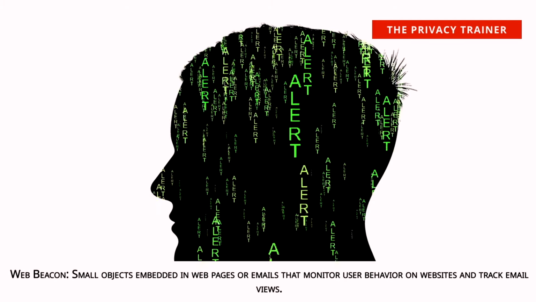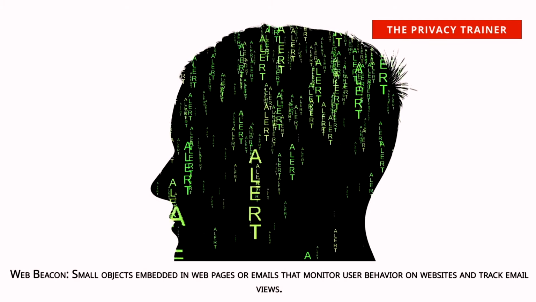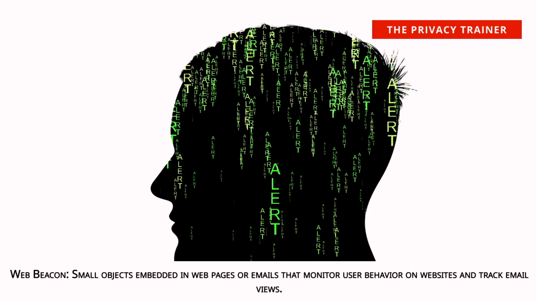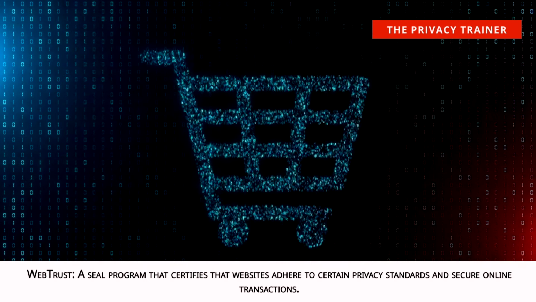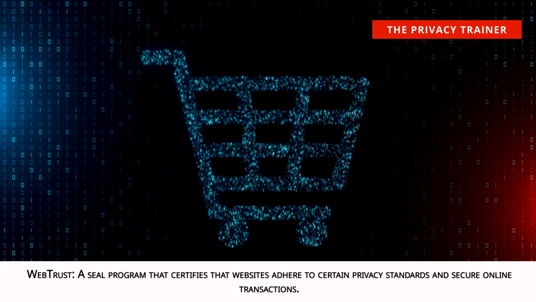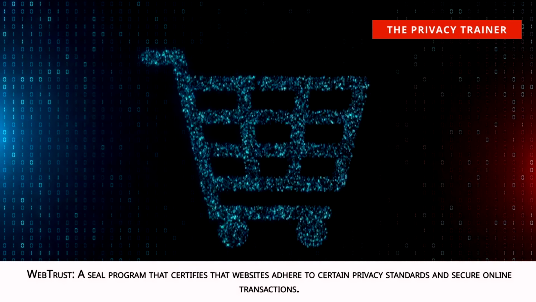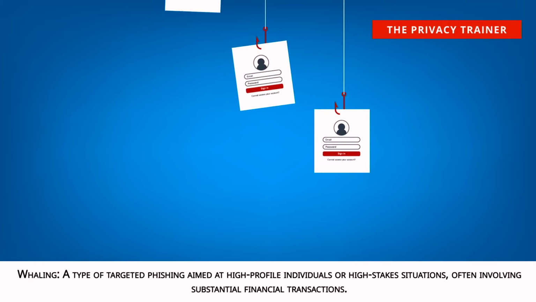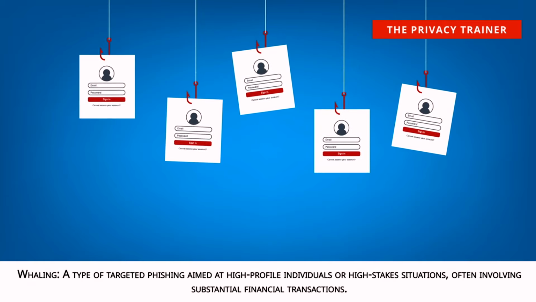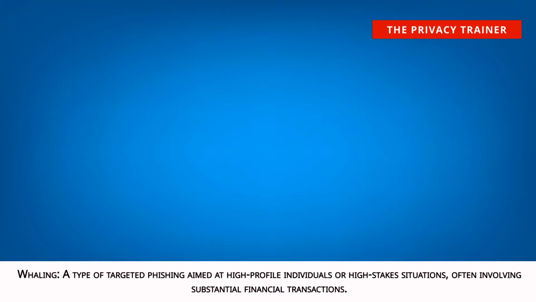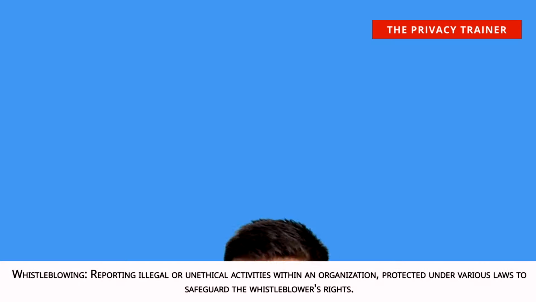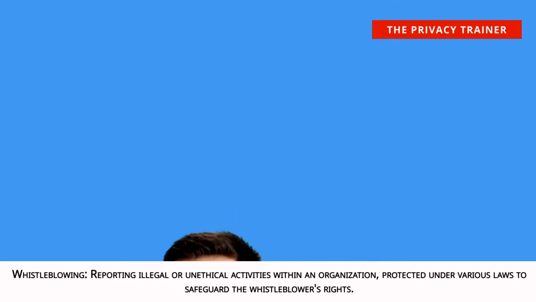Web beacon, small objects embedded in web pages or emails that monitor user behavior on websites and track email views. Web trust, a seal program that certifies that websites adhere to certain privacy standards and secure online transactions. Whaling, a type of targeted phishing aimed at high-profile individuals or high-stakes situations, often involving substantial financial transactions. Whistleblowing, reporting illegal or unethical activities within an organization, protected under various laws to safeguard the whistleblower's rights.